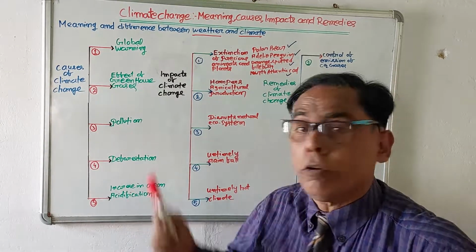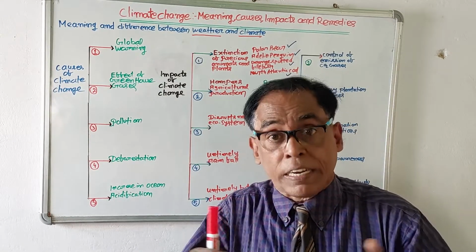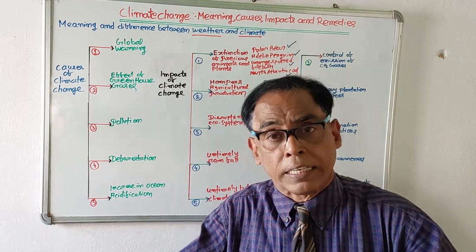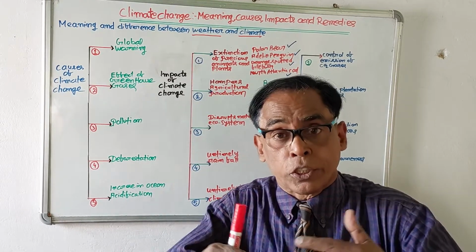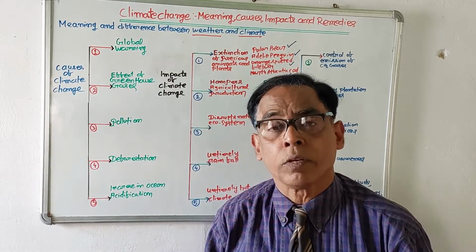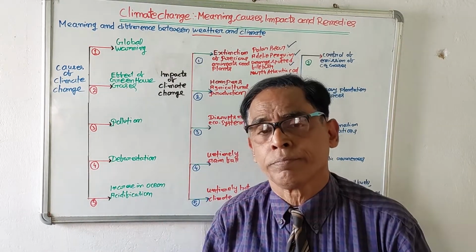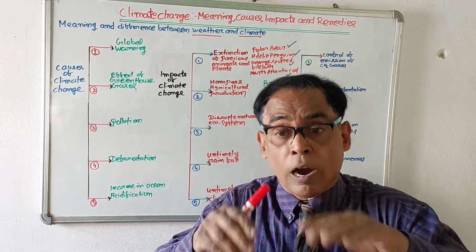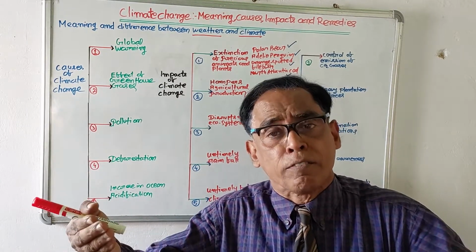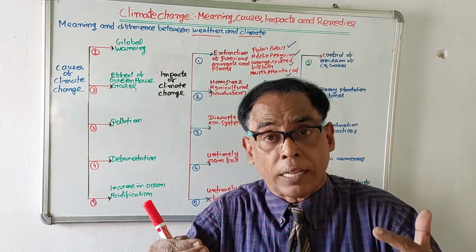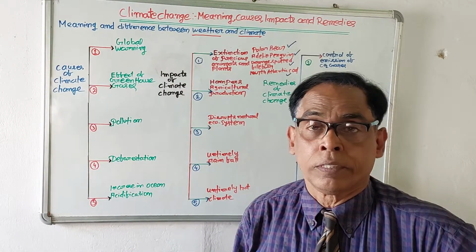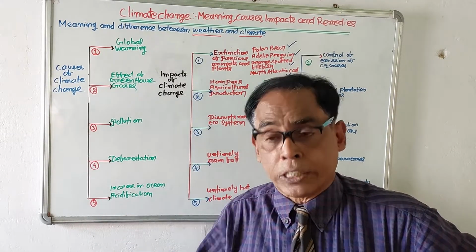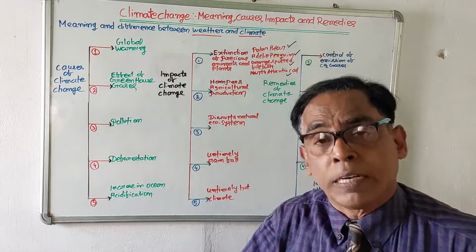And number 3, pollution. Day by day, the number of industries and vehicles is increasing, and poisonous gases go into the atmosphere by the burning of fossil fuels, diesel and petrol. So now the earth is more polluted than before. The pollution of the earth is another cause of climate change. Due to pollution, the earth is becoming warmer and its temperature is increasing.